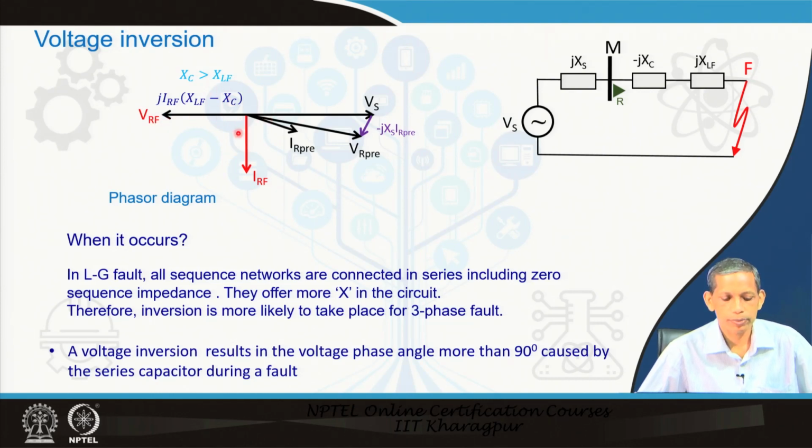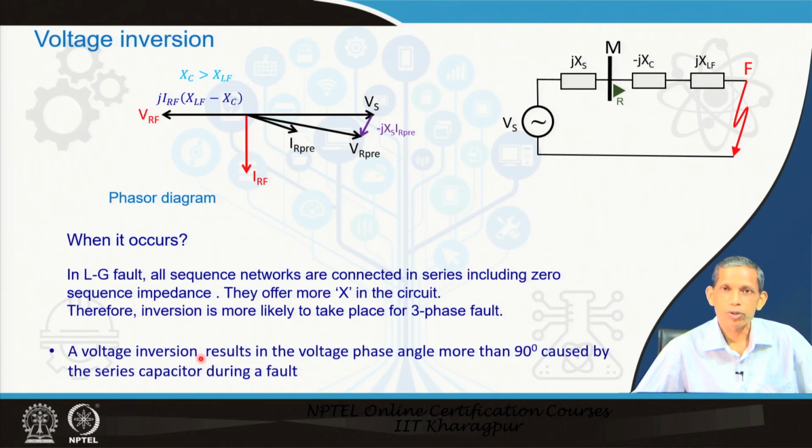Now, suppose x c is not there. Then I r into j x l f is positive j, so it would have taken a position 90 degrees anticlockwise around V s. But now, because x c is greater than this, it will be antiphase to V s, and thereby the voltage at the relay bus, V r f, takes a position like this, and that is what we call voltage inversion. Usually the fault voltage remains close to V s, V pre, but now it is not remaining near V pre; it is remaining almost 180 degrees out of phase with it.